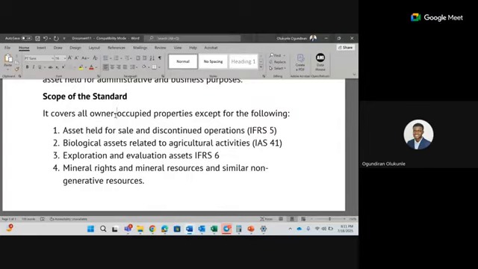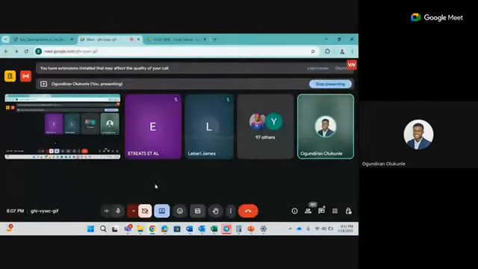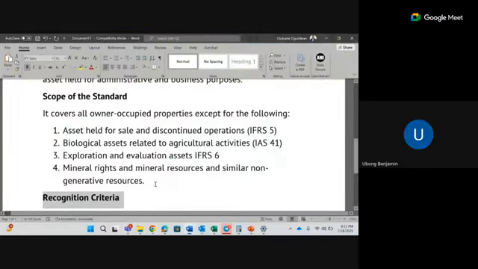This investment property, this property, plant and equipment, recognition criteria. Please, can you still hear me? Yes, I can hear you very well. Yes.